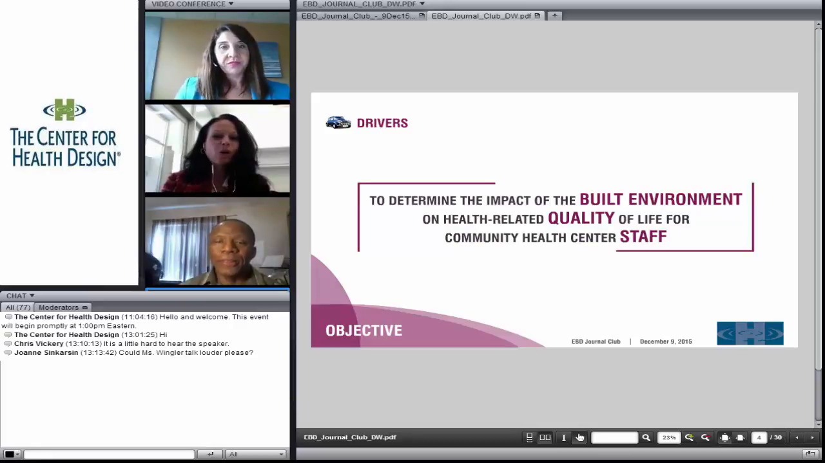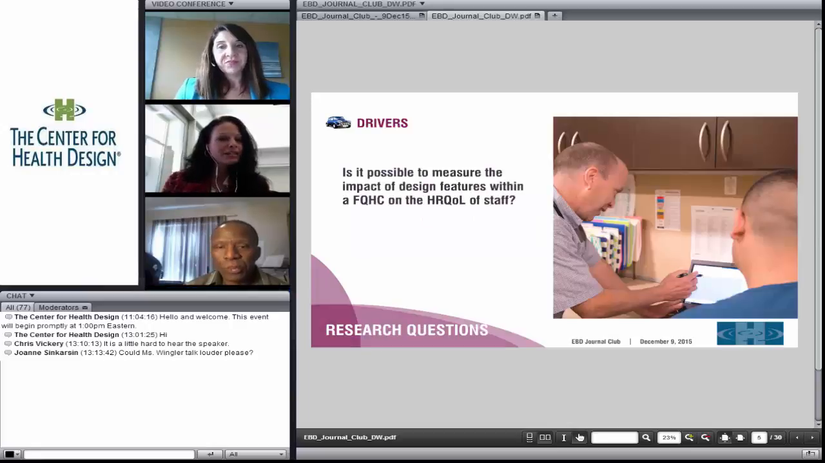And just to qualify, you can see this in the paper, but really what we were looking to do was determine the impact of the built environment on the health-related quality of life for community health center or federally qualified health center staff. And we're going to expound upon this, but just so we can all have the same place to start with, we were really looking at two things.